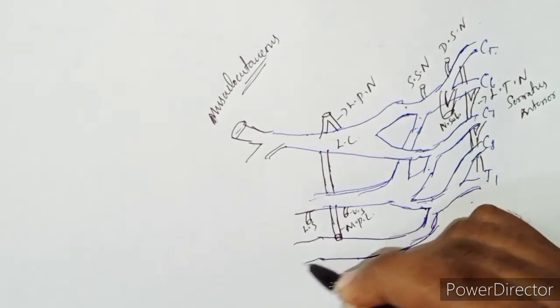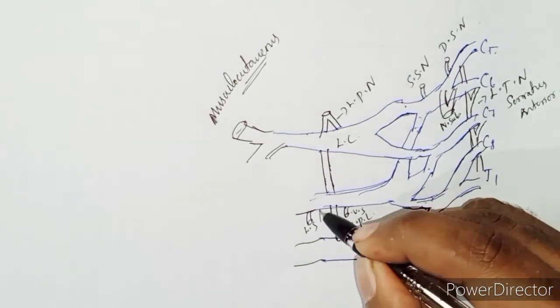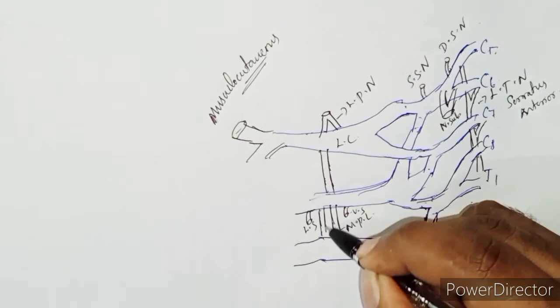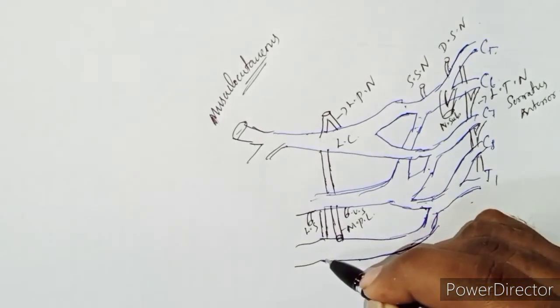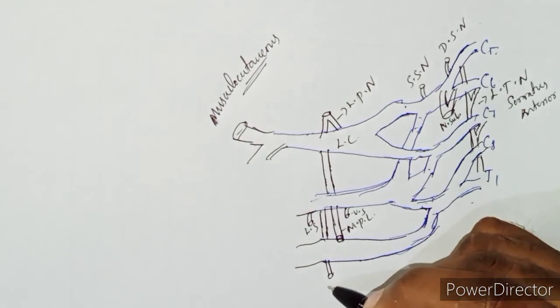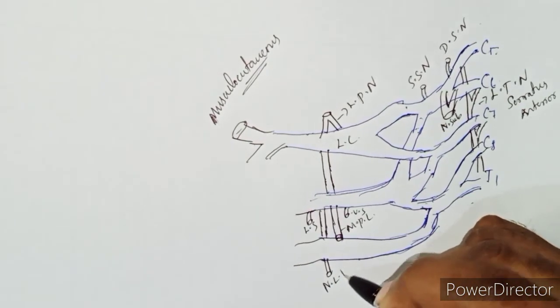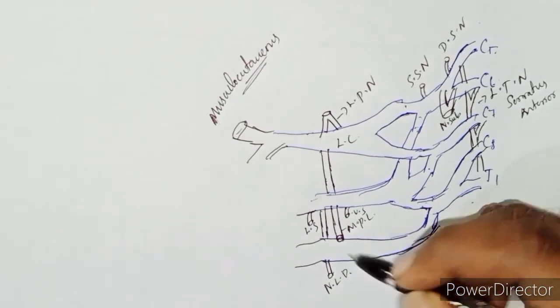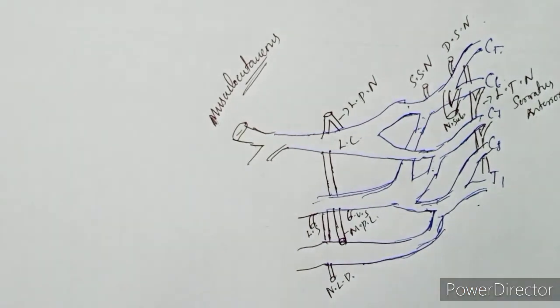And then we have another nerve, that is the nerve to latissimus dorsi, or the thoracodorsal nerve. As the name indicates, it is going to supply the latissimus dorsi muscle. There is going to be extension and the medial rotation of the shoulder joint.